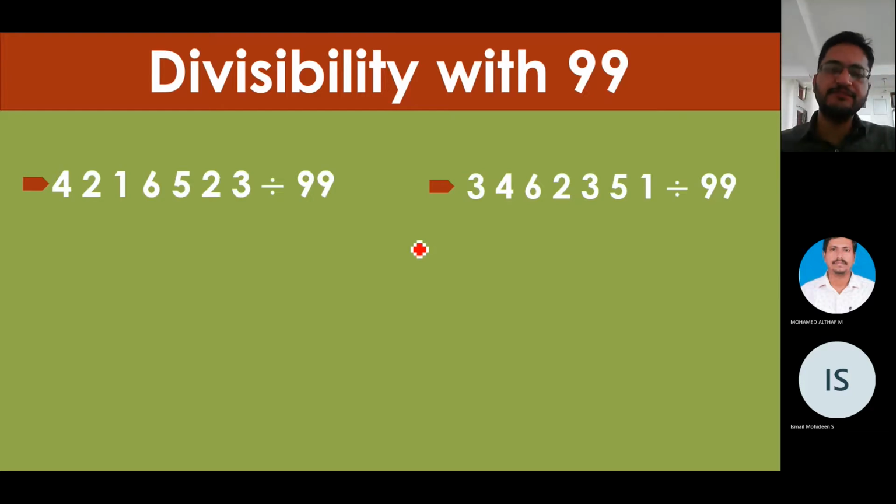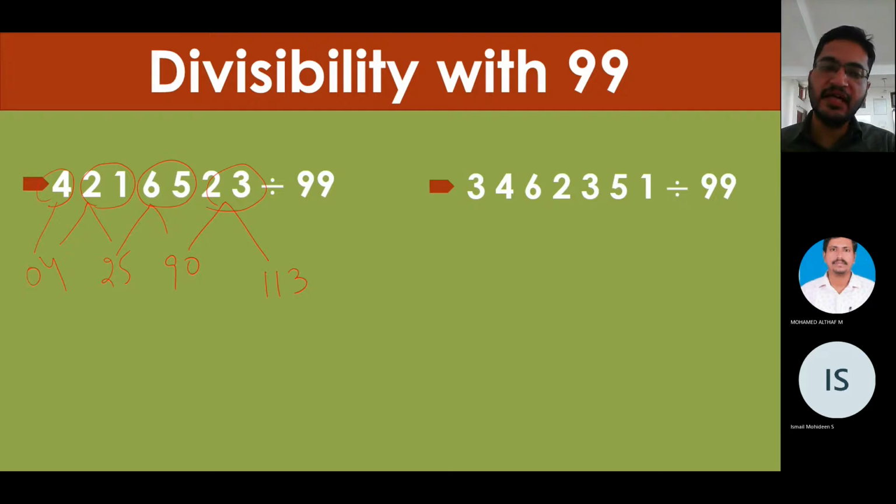Now some more questions. 99. So we will make a pair of two numbers. First pair as it is. Now it is 25. 25 plus 65, that is 90, and 90 plus 23, it is 113.